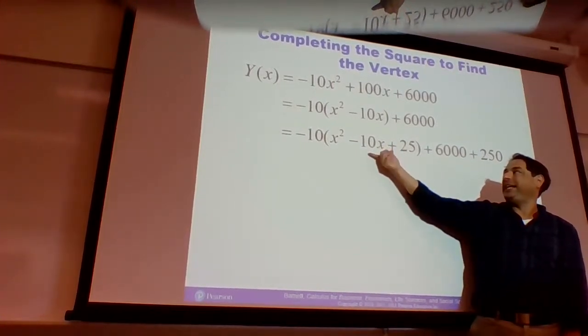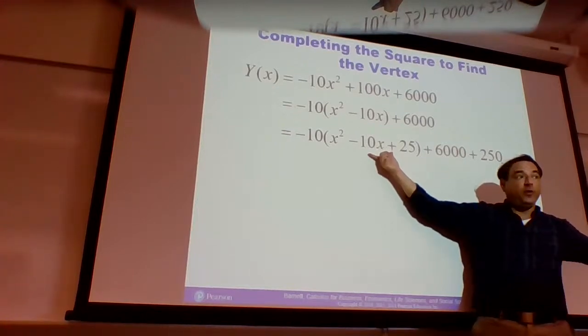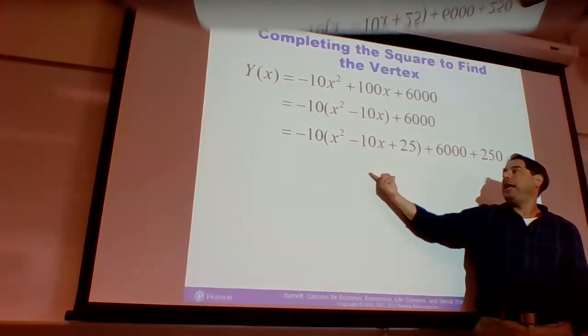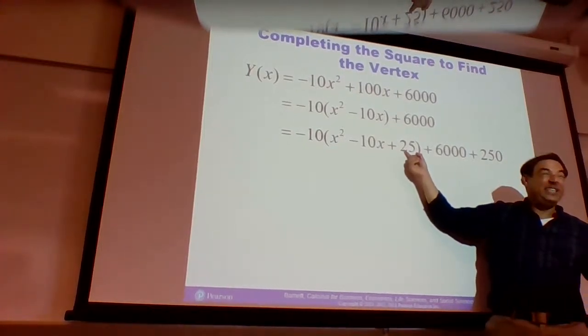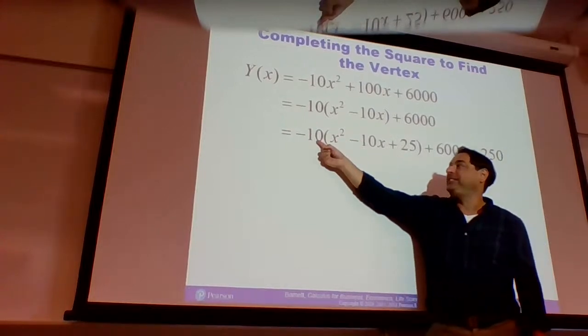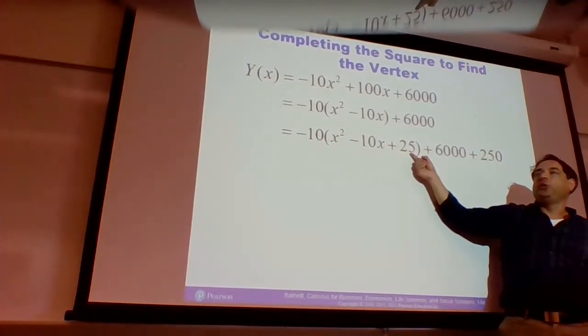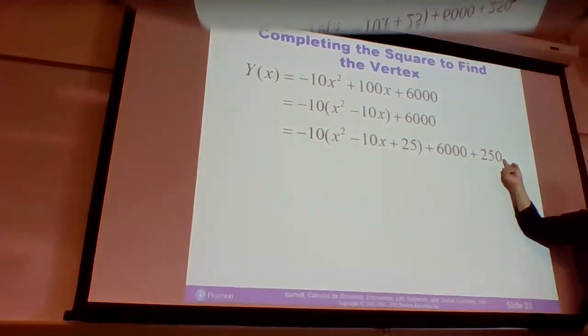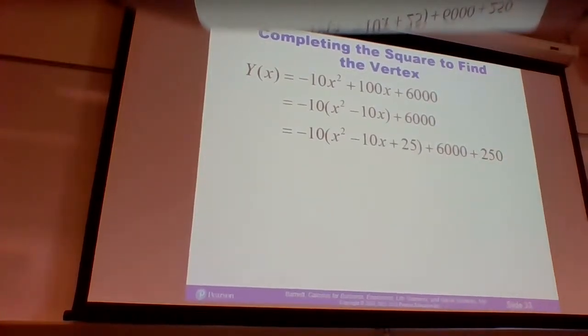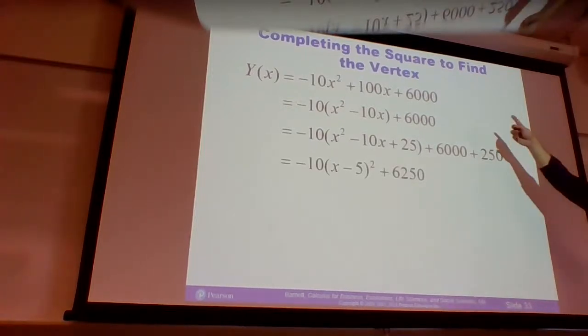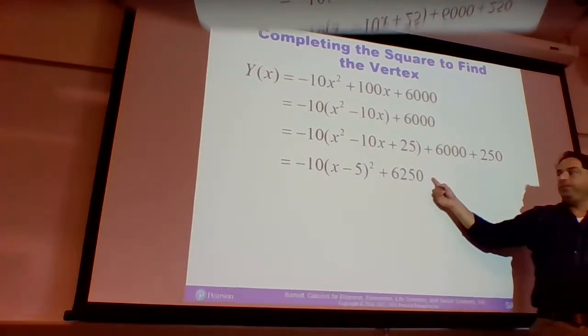X squared minus 10x plus 25 will factor, all of you have been practicing factoring, appendix A, x minus 5 squared, but I added a 25. Really, I didn't add 25. I added negative 10 times 25. So what's negative 10 times 25? Negative 250. What's the opposite of negative 250? Add 250. That's where this came in. Again, step by step. That gives me from standard form to vertex form.